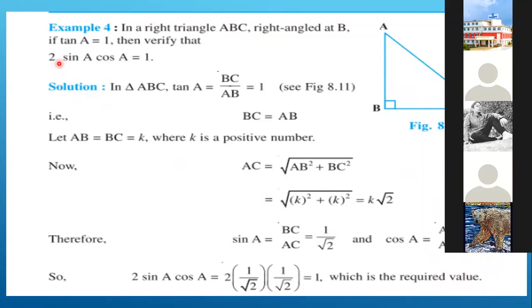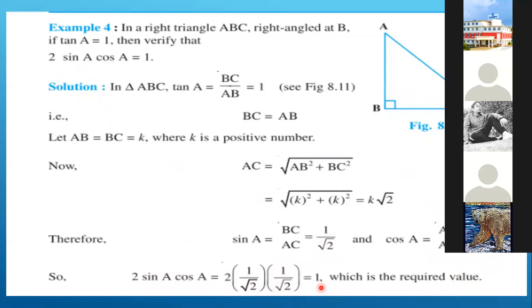Now we'll take this value 2 into sin A into cos A. So I'll write 2 into sin A into cos A. Sin A value is 1 by root 2, cos A value is also 1 by root 2. 1 by root 2 into 1 by root 2: 1 ones are 1, root 2 into root 2 is 2. And 2 and 2 will get cancelled. We are getting 1, children. That's the value we require, right?